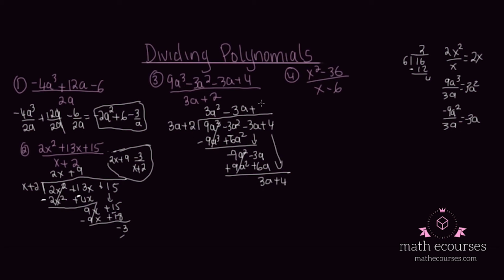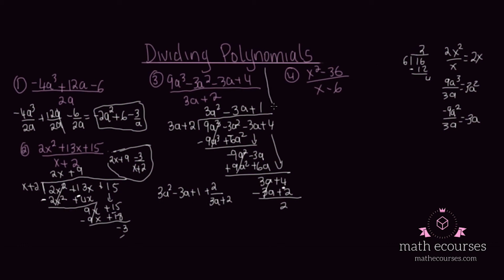3a divided by 3a is 1. Anything divided by itself is 1. 1 times 3a is 3a. 1 times 2 is 2. Change those signs. So that's going to cancel. 4 plus negative 2 is 2. That's your final answer. So it would be 3a squared minus 3a plus 1. Then I have my remainder, plus 2 over your denominator, 3a plus 2.